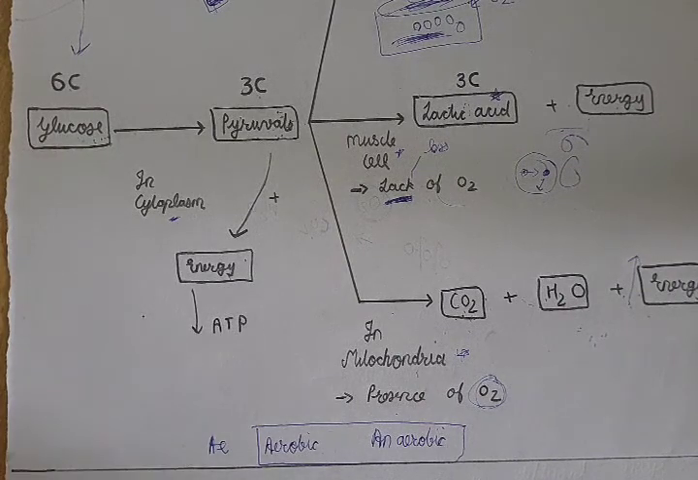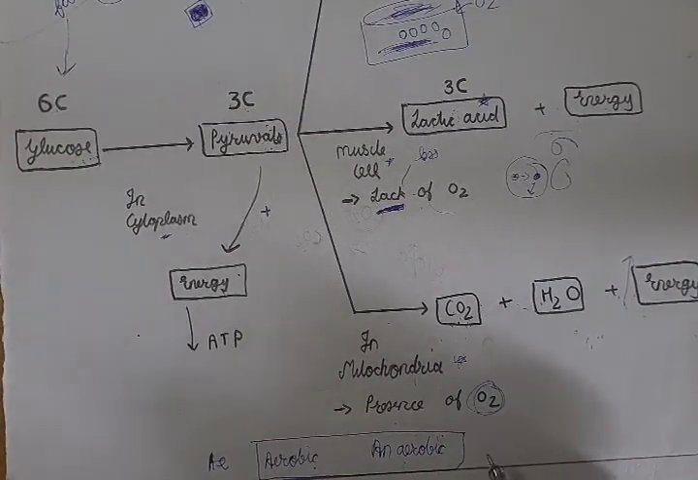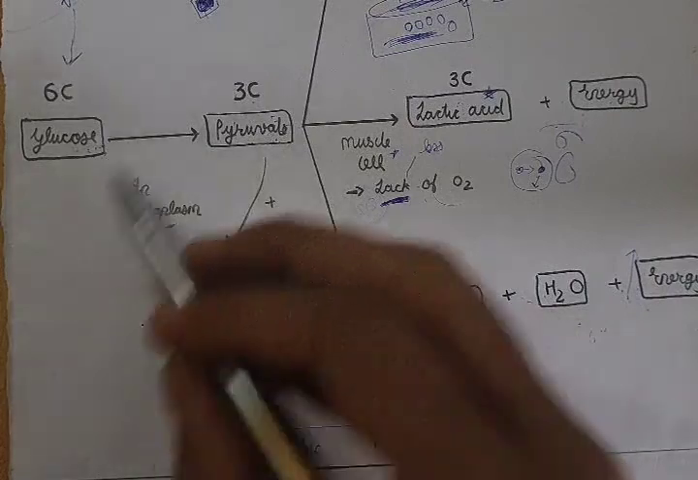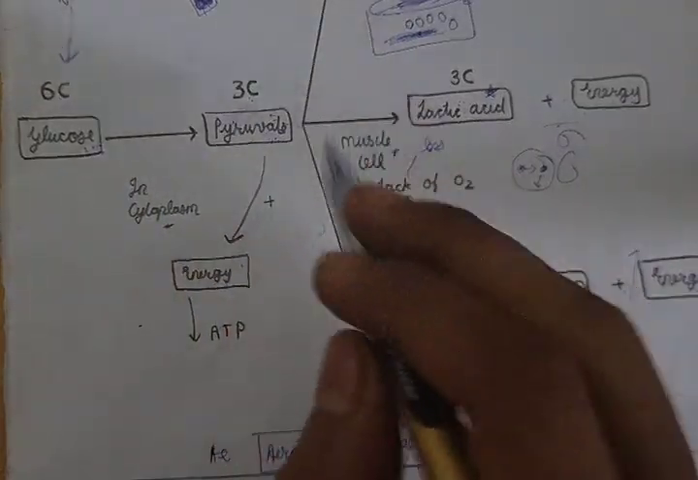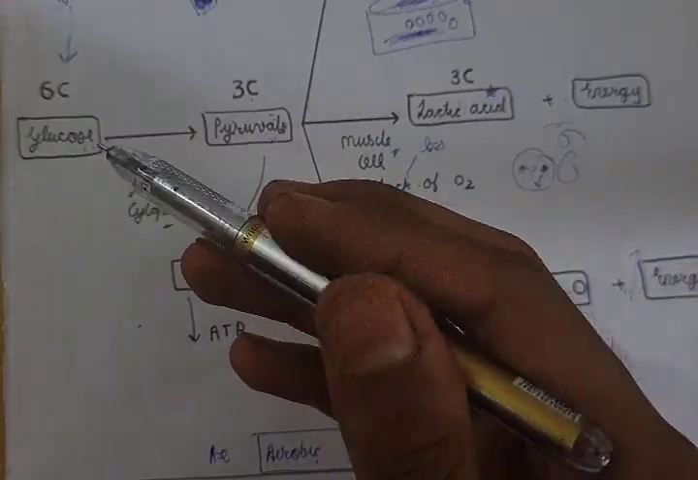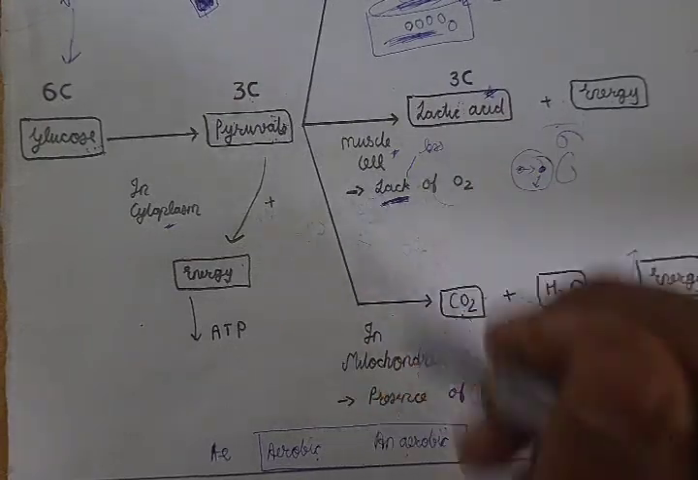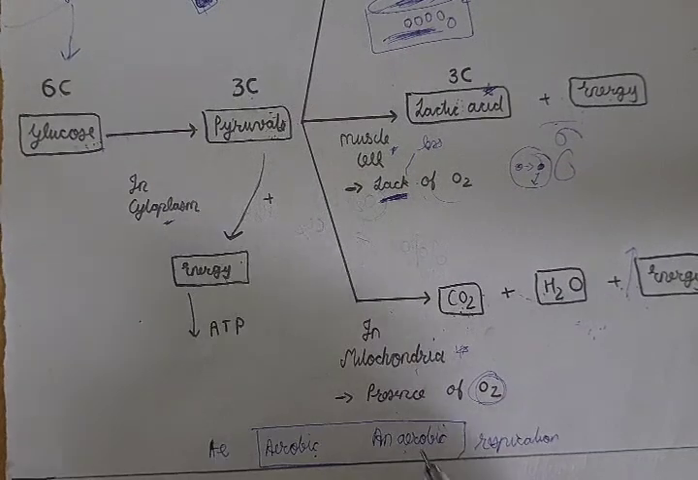Now we will discuss what is aerobic and anaerobic respiration. This whole process is respiration only, in which energy is derived from glucose. Respiration is the process in which we get energy from glucose. So which of these do you think is aerobic, and which do you think is anaerobic? First understand what is aerobic and anaerobic.